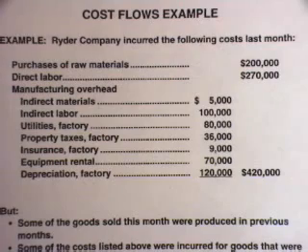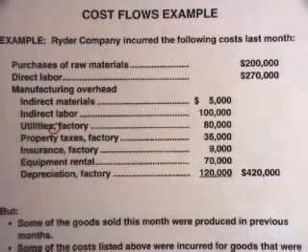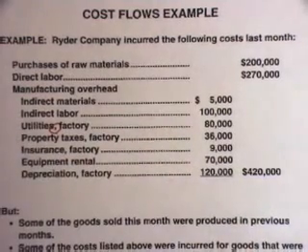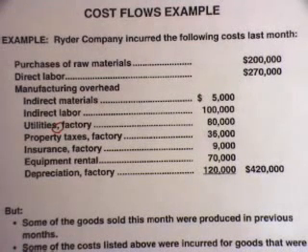Then there's utilities, and it's got utilities, comma, factory. The reason it's put like that is because the company may have received a bill from the utility company, in this case maybe for $100,000, and the portion of the bill that goes to the factory and is considered a product cost under manufacturing overhead is $80,000, and maybe the other $20,000 covers the sales office up front.